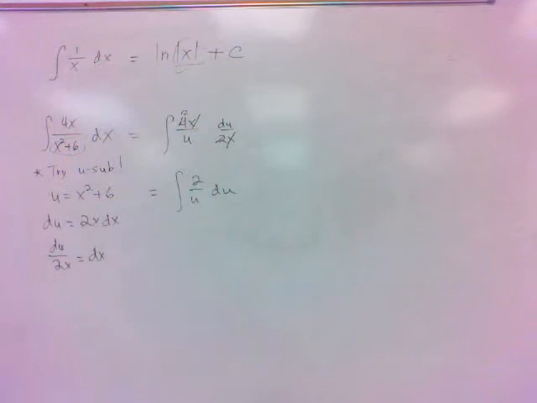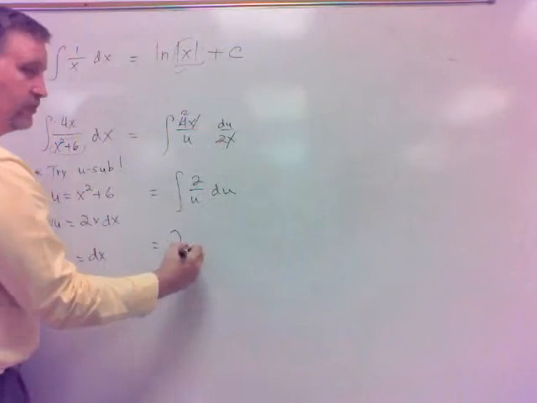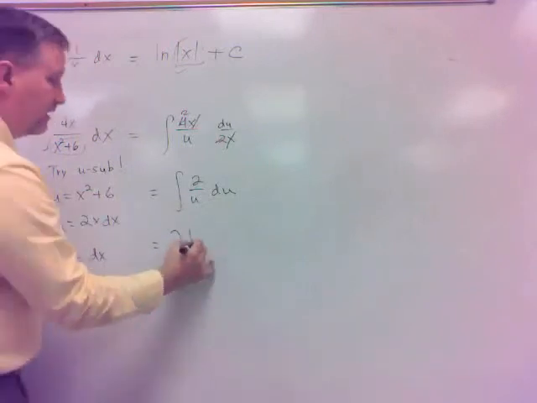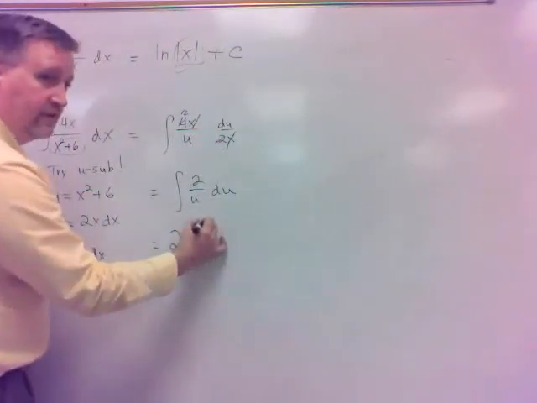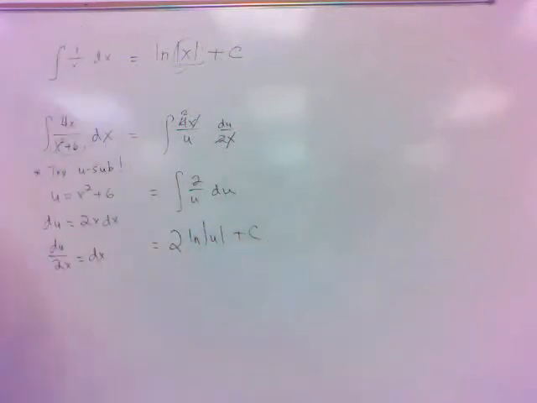This is good, because now what about that? That's now just a direct ln, isn't it? Instead of 1 over x, I've got 2 over u, but that could be 4 or 5. That's just going to come along for the ride, isn't it? This is going to be 2 ln of the absolute value of u plus c, right? With me?